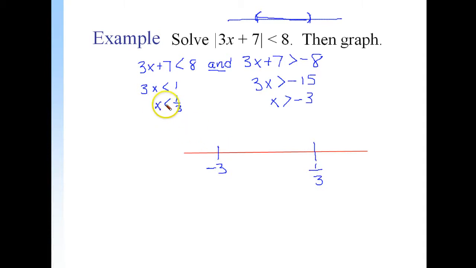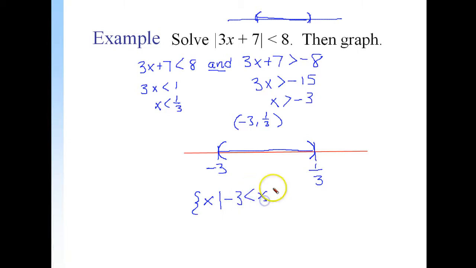And here we're going to have x is greater than negative 3, so the arrow goes this way. And x is less than 1/3, so the arrow goes this way. And we fill it in this way. And our interval notation for this is (-3, 1/3). And our set builder notation would be brace, x such that negative 3 is less than x is less than 1/3. Okay, that looks pretty good.